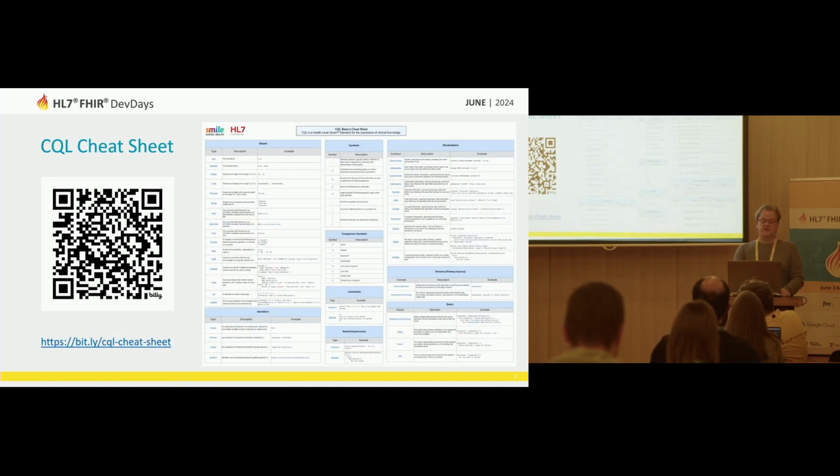And one more goodie, there is a CQL cheat sheet available at that link. It is in the CQL formatting and usage wiki, if you're familiar with where that is. It's just a cheat sheet that we've put together and made available.